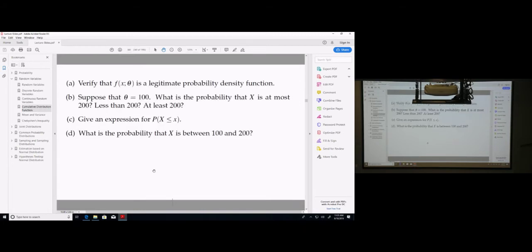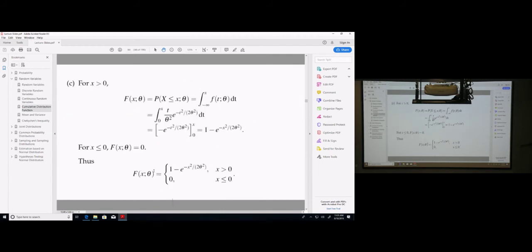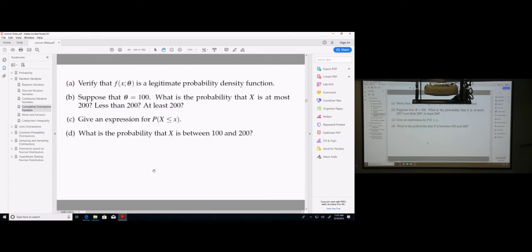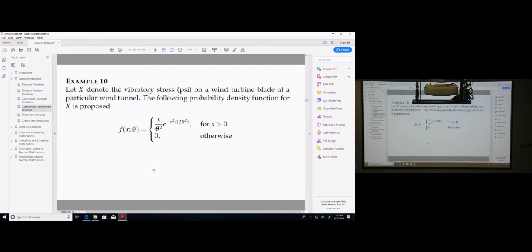So let me see. I wanted to finish this, so sorry I have to hold you guys for a while. So let's denote the vibratory stress, PSI, on a wind turbine blade at a particular wind tunnel. So this is the density function. If I'm not wrong, this is a particular case of a Weibull distribution. So the engineers use it very often.